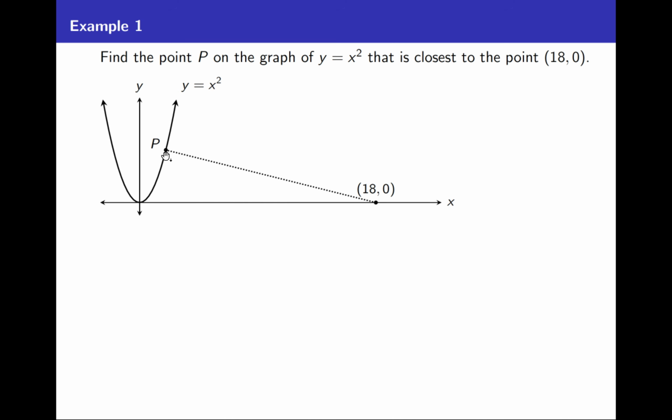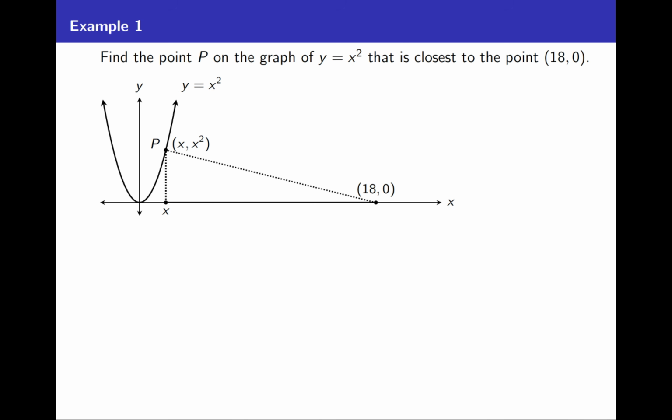To find this point P means to give its x and y coordinates. So why don't we call its x coordinate x? And then what's its y coordinate? Well, it's on the graph of y equals x squared, so the y coordinate would be x squared. So P has to have the form (x, x squared). So for any x, there's a point (x, x squared) on the parabola, and we're looking for the point of that form that's closest to the point (18, 0), that minimizes this distance. So right there you can see that this is a minimization problem. We want to minimize distance.